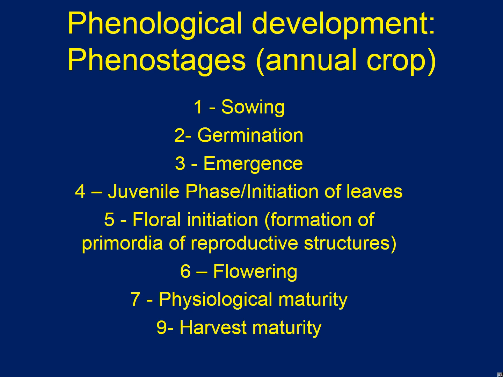After the juvenile phase, we have floral initiation. This is the formation of the primordia of the reproductive structures. Later, we will have flowering, followed by physiological maturity, at which time the biomass of the harvested organ is maximum, and finally harvest maturity, when the conditions are best for mechanical harvesting.